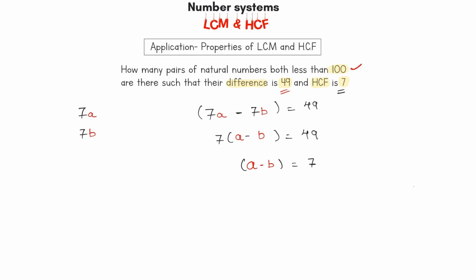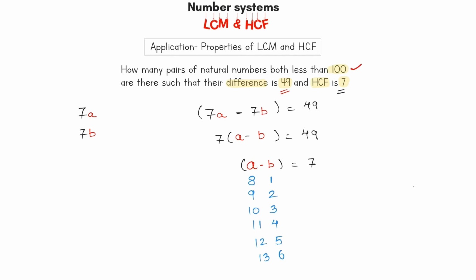So what are the values of A and B that I can get from here? A could be, say, I can start from 8, and B could be 1. 8 minus 1 is 7. I can start with 9 then, 9 minus 2 is 7. Then 10, 10 minus 3 is 7. Then 11, 11 minus 4 is 7. Then 12, 12 minus 5 is 7. Then 13 minus 6 is 7.